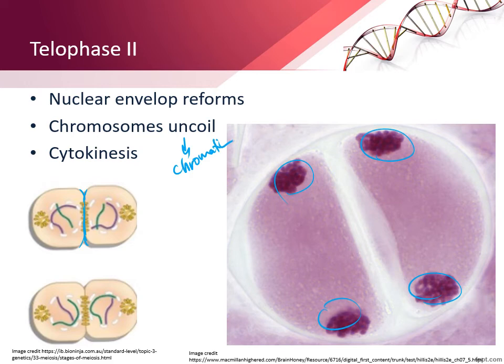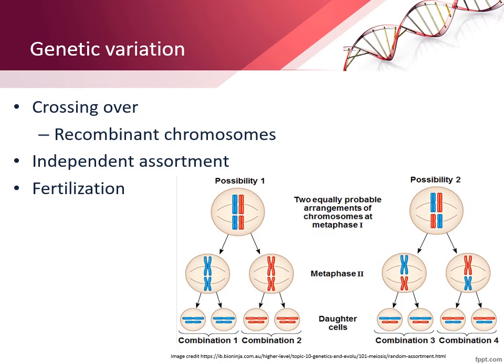All of this, meiosis, results in lots of genetic variation, which is super important for a species to be able to survive. Genetic variation is going to come from that crossing over. That recombination of some of the alleles is going to lead to some super interesting different combinations of chromosomes and alleles. And then also, once fertilization occurs, we're going to have even more combinations pop up.